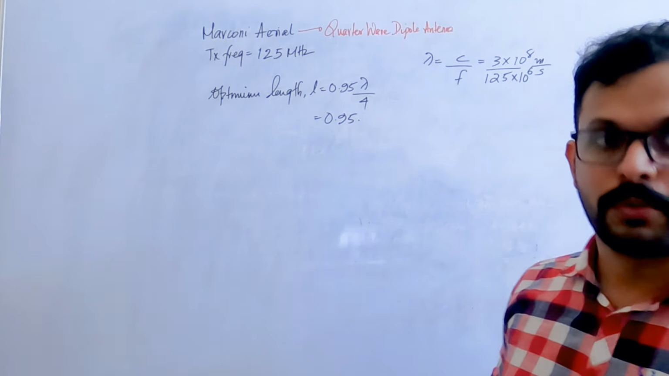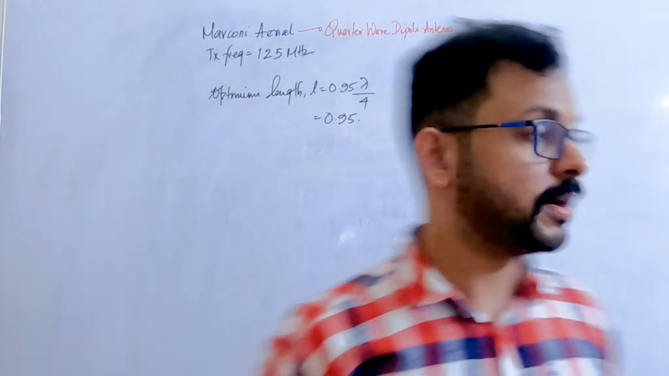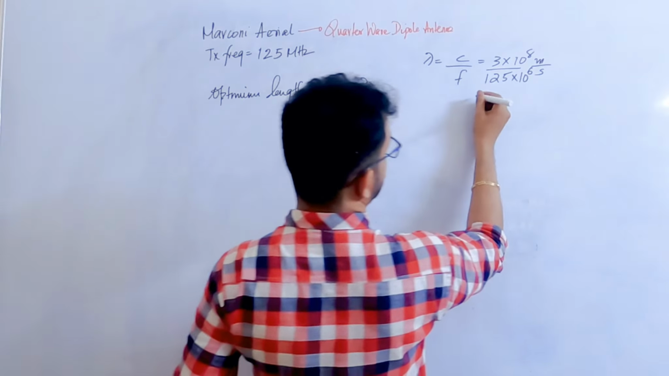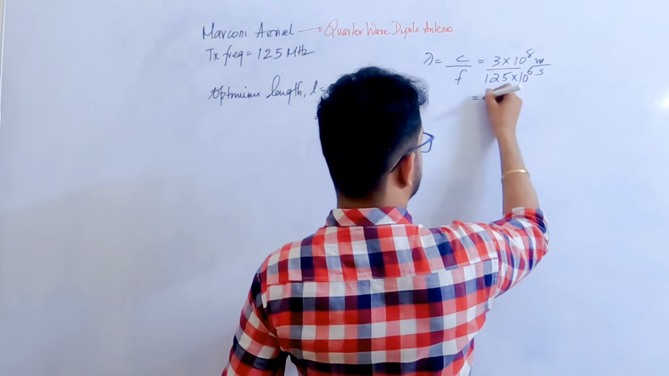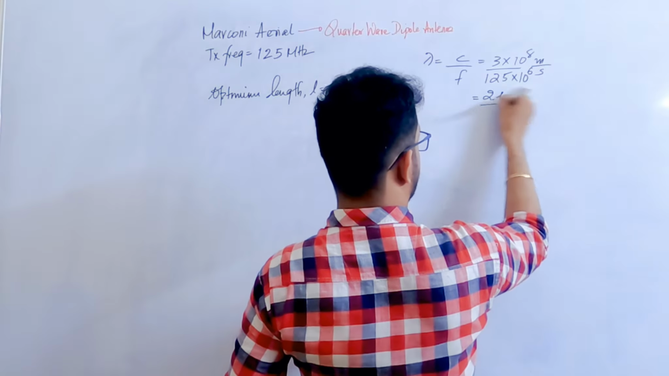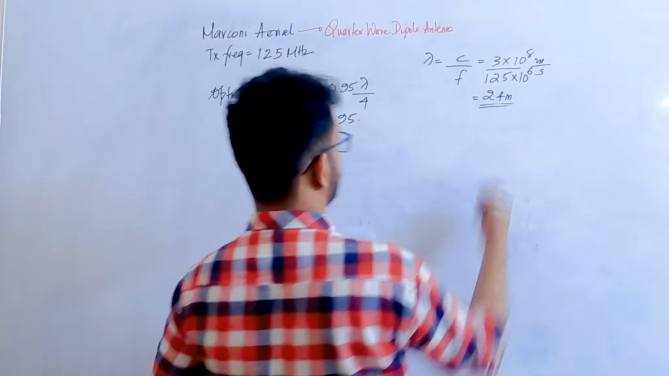VHF. It's falling between 30 to 300 megahertz. That's right. 125 megahertz. And what is the answer? What is lambda? 2.4 meters. So you can see all units are in line, therefore it's meters.